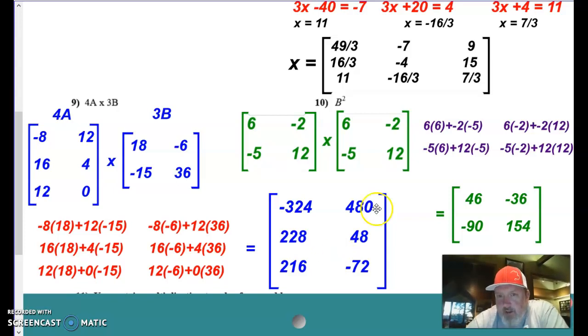For B squared, matrix B is right here. We multiplied it by itself. So again, don't just square these numbers. That's not the correct answer. You're taking row times column, row times column. And then same thing for row 2. Row 2 times column 1 right there. Row 2 times column 2 right here. And there is your answer for B squared.